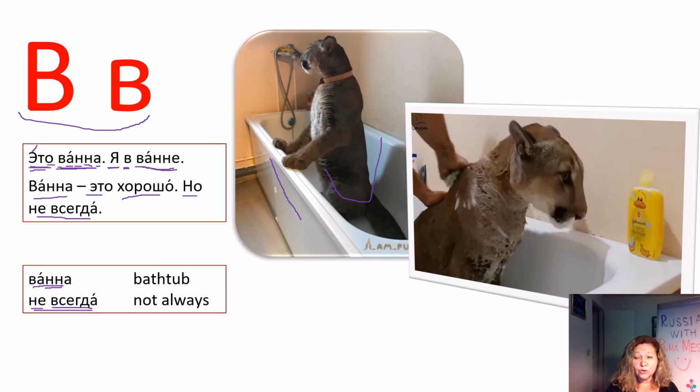This one, you should be able to read it. Ванна – это хорошо. Хорошо. It's good. I'm translating. I'm giving you a task and then I'm doing it myself. This is a very good example where O gives up its position as O and becomes A.